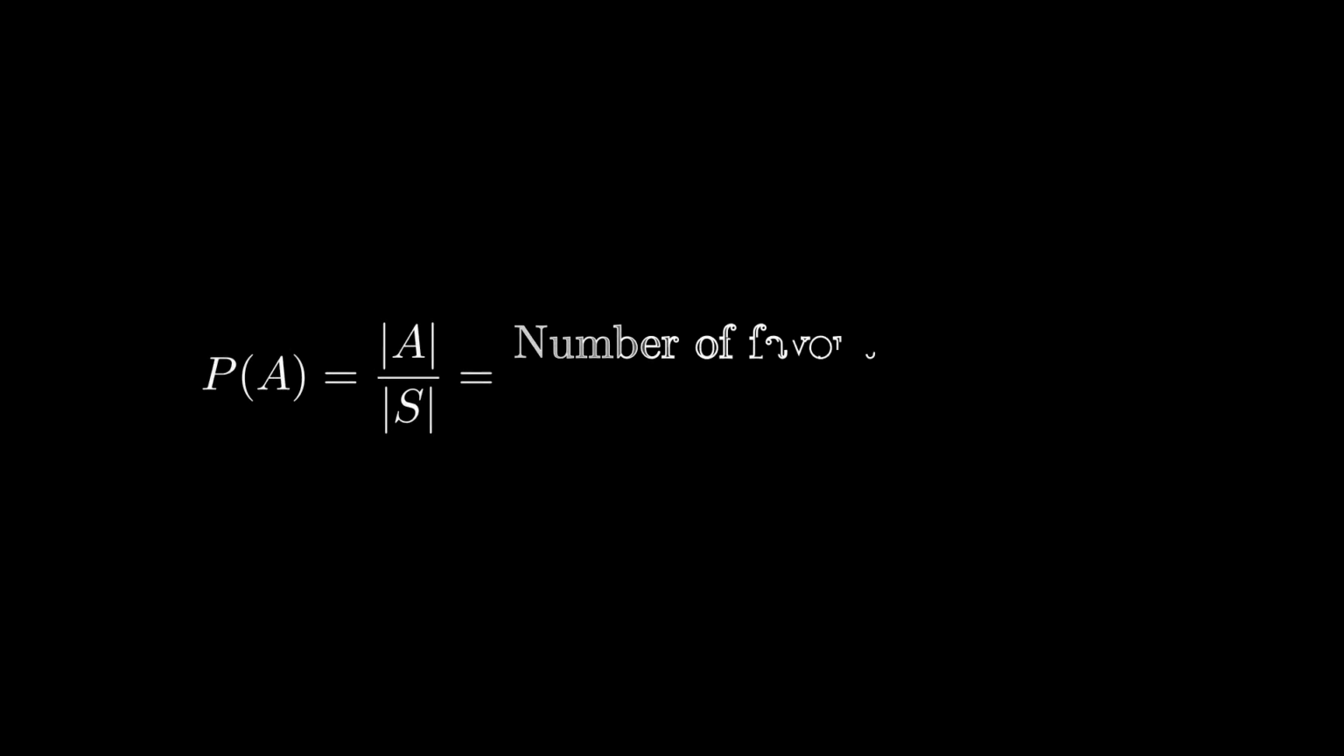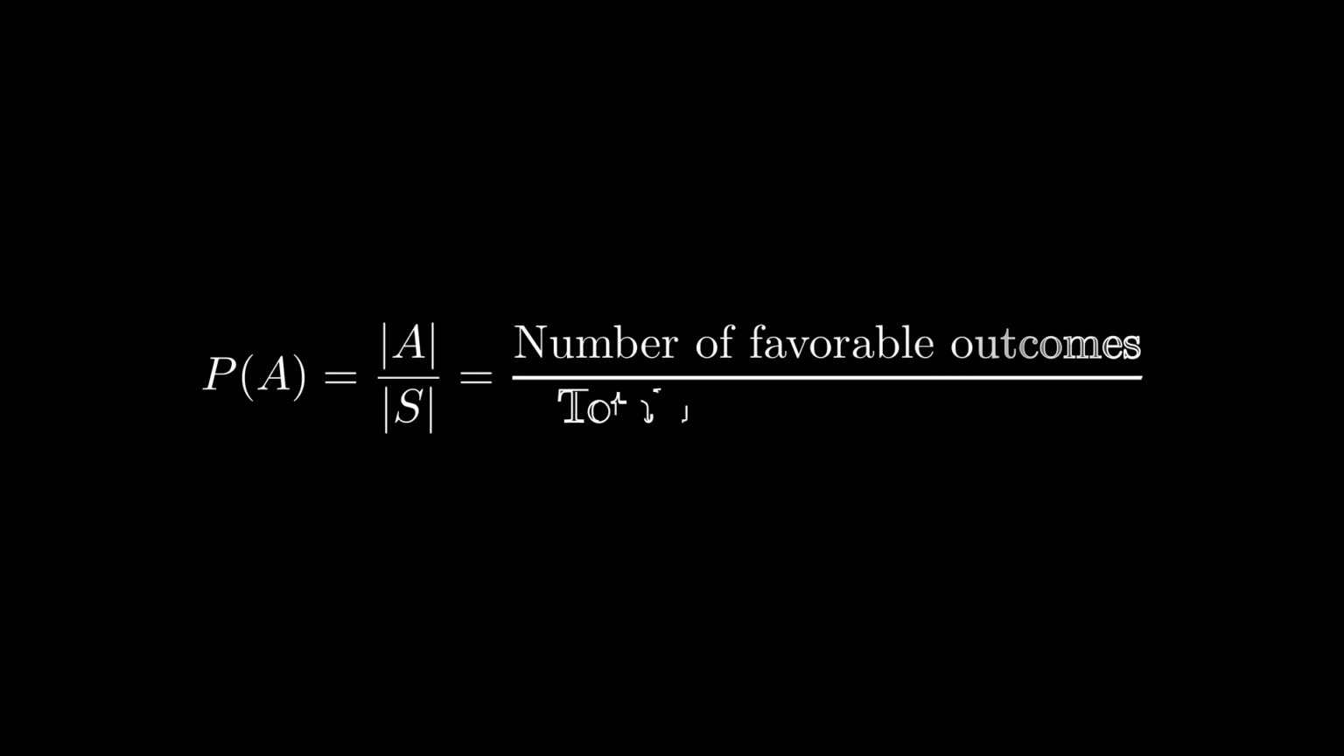Counting outcomes is a fundamental concept in probability theory. It is the process of determining the number of possible outcomes of an event. Counting outcomes is essential in calculating probabilities of events, as we saw in the last video that the probability of an event is the ratio of the number of favorable outcomes to the total number of outcomes in the sample space. When we have a small sample space and we are trying to find the number of outcomes for only one event, it is easy to count the outcomes.